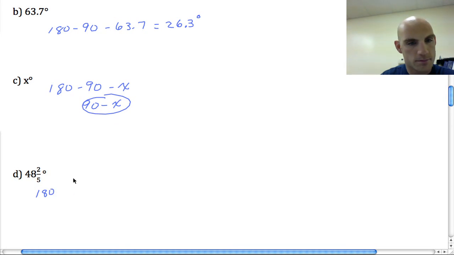Exact same way here. Once again, if you want to try these examples when I've got like 4 or 5 in a row, try them. Pause it and try them. I'm just going to keep rolling through though. 180 minus 90 minus 48 and 2/5. I'm a fractions kind of guy, but if you want, you can convert to decimals.